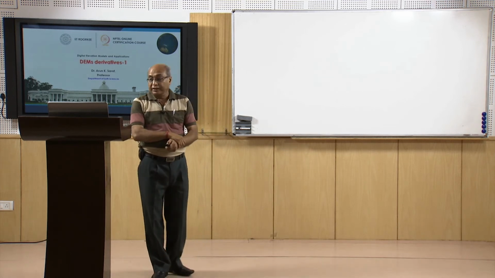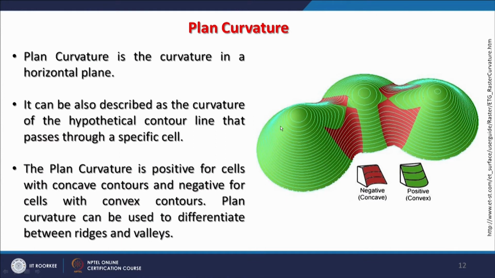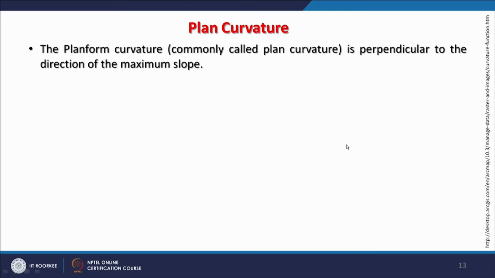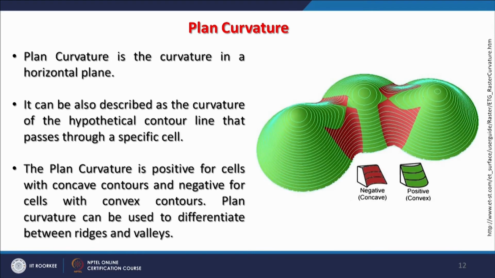Plan curvature can be used to differentiate between ridges and valleys, as we are seeing here also. When you have positive plan curvature, this is a representation of a ridge kind of situation in this particular schematic. And when you have negative, that is concave, these are indications of valleys, as you can see here. Now this plan form of curvature, commonly called plan curvature, is perpendicular to the direction of maximum slope. As we have seen here, this is perpendicular to the direction of slope.